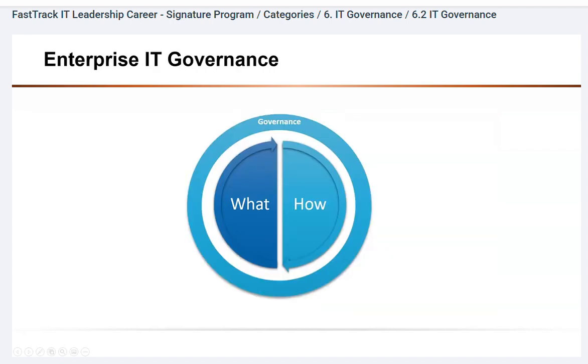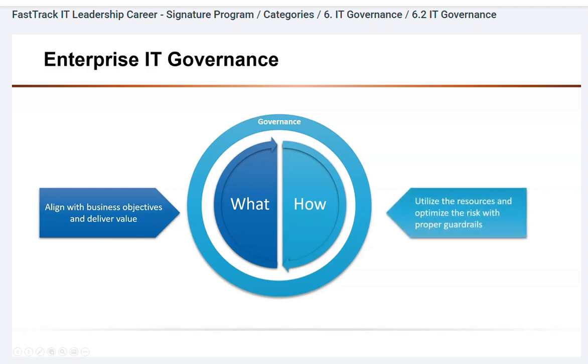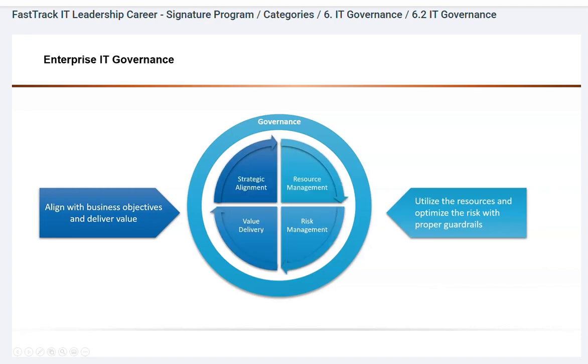So to look at it again, the same point of governance: enterprise IT governance is aligned with the business objectives and delivers value. How? Utilize the resources and optimize the risk with proper guardrails. And the same thing we can see in these four parts of governance: strategic alignment, resource management, risk management, and value delivery. We have been talking about strategic alignment all along, which we will continue talking about. But we do have separate chapters or videos for resource management, risk management, and value delivery.